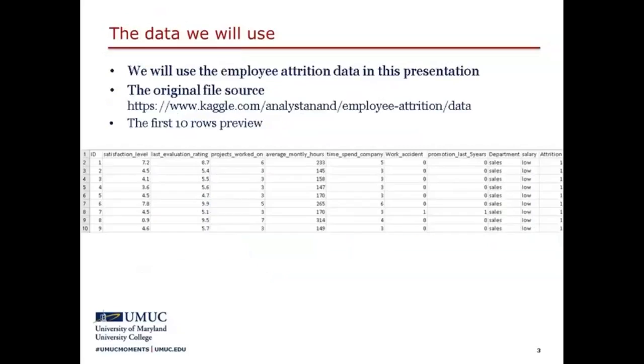So, for the purpose of this lesson, this is a data set that we're going to use. It's called employee attrition data. And if you may remember, it's the same data set that I used when I did the introduction to R. And here, you see the preview of the first 10 data rows. Basically, the data set tracks if the employee stays in the company. And that's going to be our target variable that we're going to predict, right?